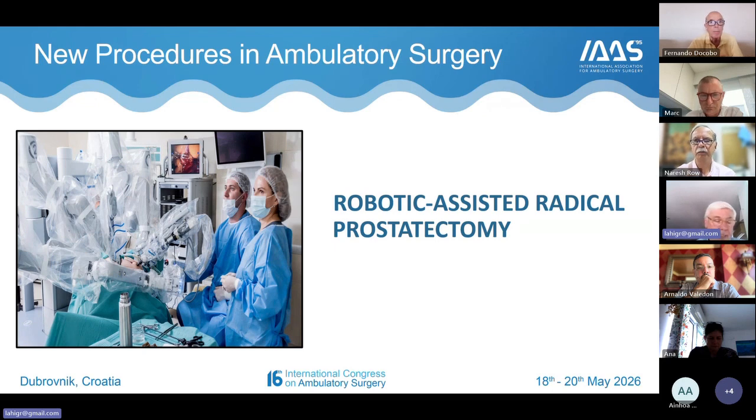Robotic-assisted radical prostatectomy. It was unthinkable 10 years ago.